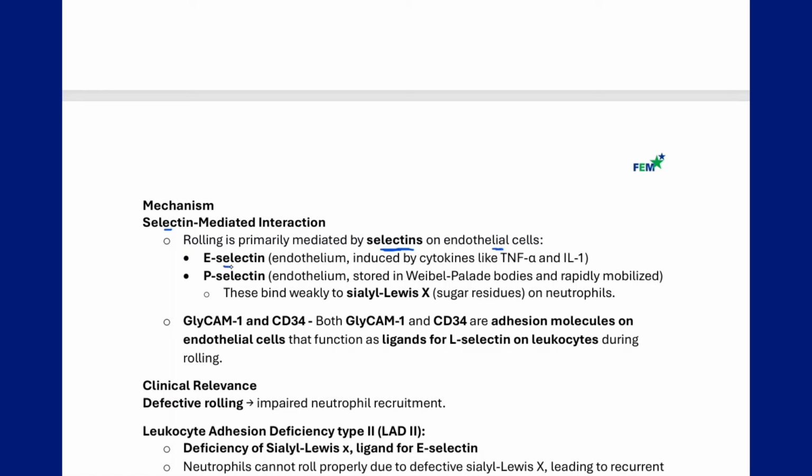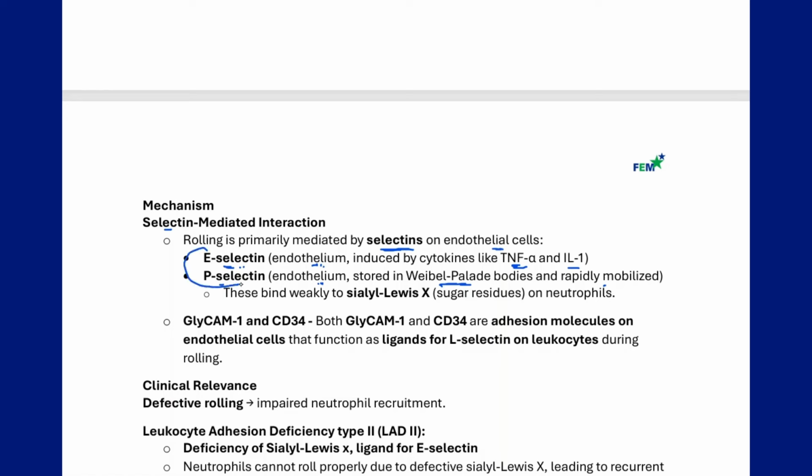So we have E-selectin and P-selectin. Both of them are on the endothelial cell. This E-selectin is induced by our acute phase cytokines. Remember, we saw earlier that those acute phase cytokines induce the selectin. And this P-selectin is stored in Weibel-Palade bodies, and of course, it's rapidly mobilized out of them and released, ready to be used. And what are they going to do?